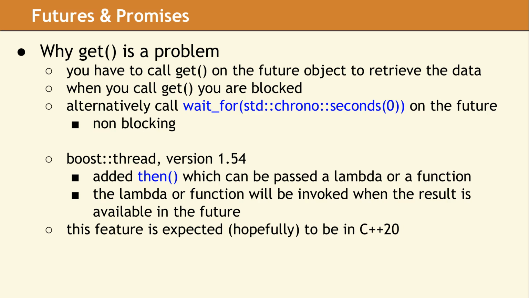The Boost Thread library added a method called then, which can be passed a lambda or a function. When the future becomes valid, the lambda or function will be invoked. This is sort of like a signal slot connection. The lambda or function is passed the return value which was just placed in the future. This means you're not blocked by calling the get method on the future, and in fact once the future becomes valid, data is automatically passed to the next function in the chain.